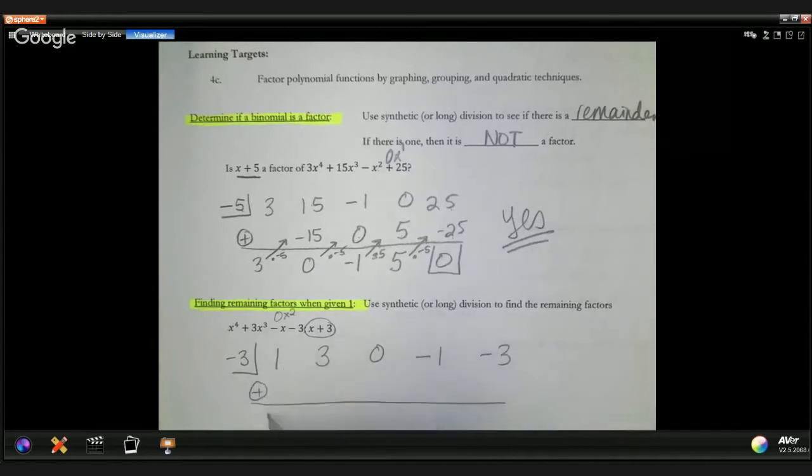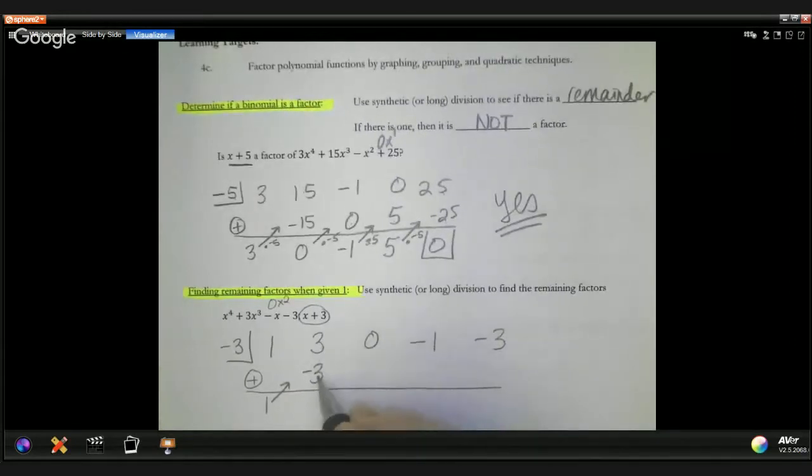1 plus nothing is 1. Multiplied by what's in the box is negative 3. Negative 3 plus 3 is 0. Multiplied by it is 0. 0 plus 0 is 0. Multiplied by what's in the box, negative 3. Negative 1 plus negative 3 is negative 4.